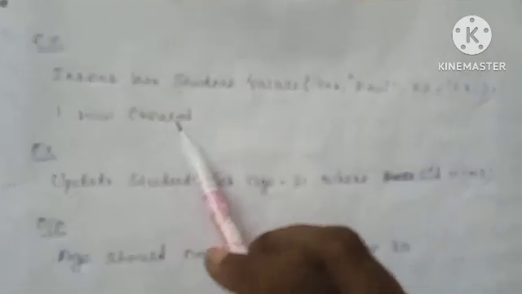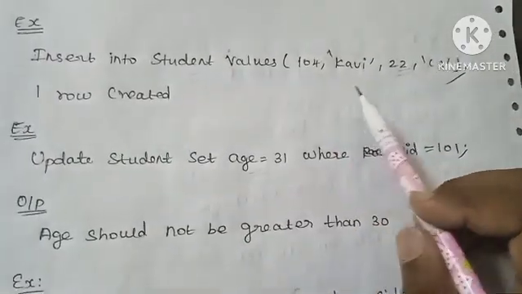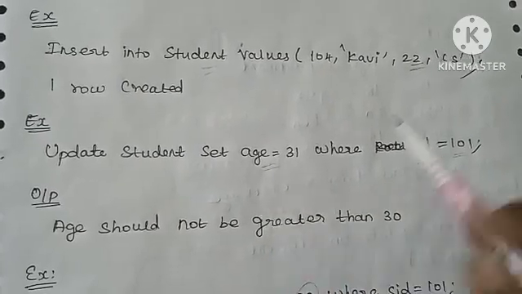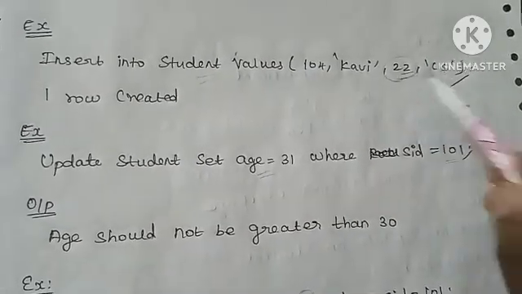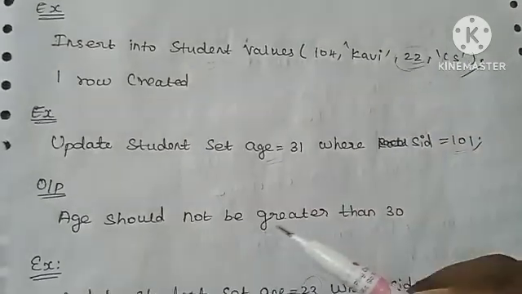Another example, insert into student values 104, Kavi, 22, CS. One row created is the output. Why? Because the age is less than 30, so we can create the row.